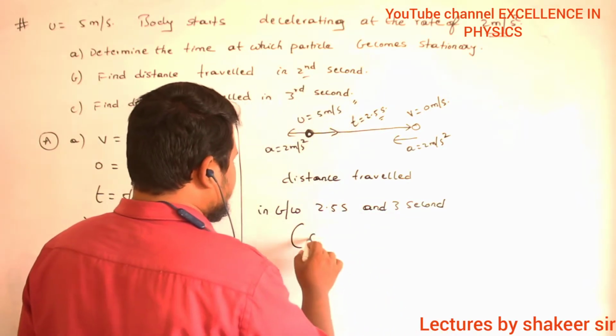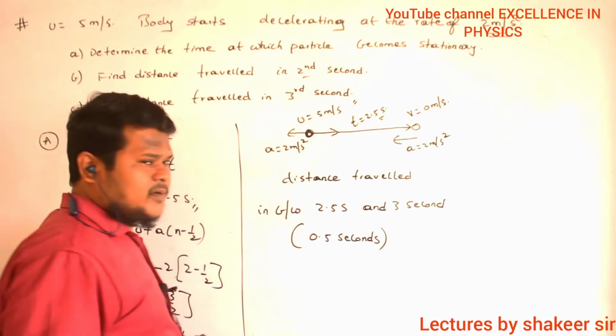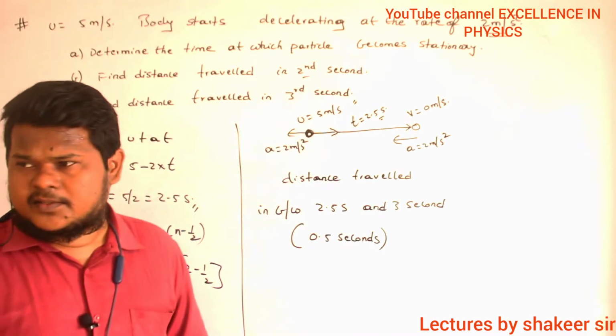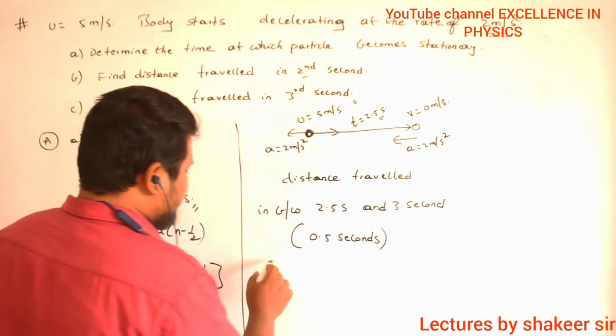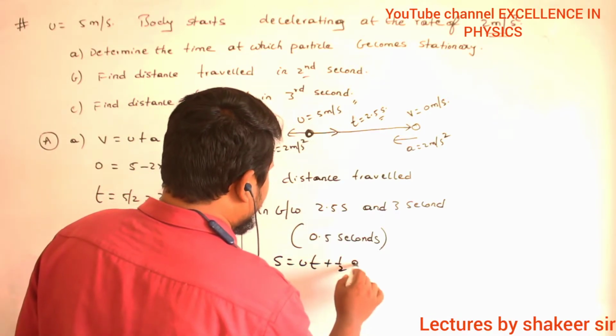So first of all, I will calculate the distance traveled in 0.5 seconds. Then which equation can I use? I can use S = ut + ½at².